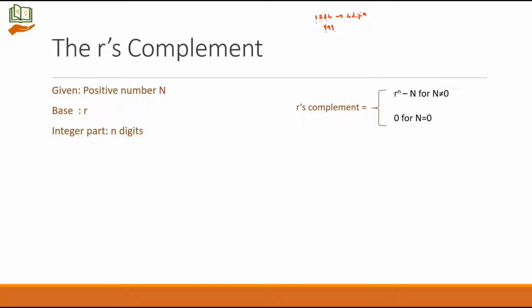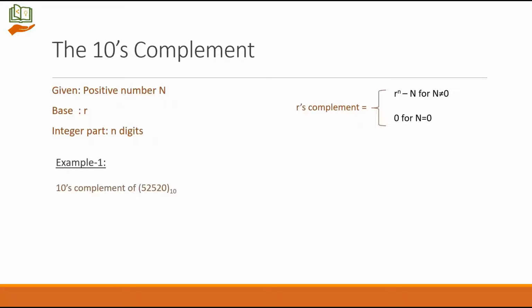Now let's see a few examples of tens complement and 2's complement. First we will take the tens complement of 52520. When we spell it out, we say 52,520 to the base 10. Now let's get the details from this. How many digits are there? 52520. There are 5 digits, so we mark n is equal to 5. You need not worry about the repetition of numbers. We are worried only about the count of the digits.